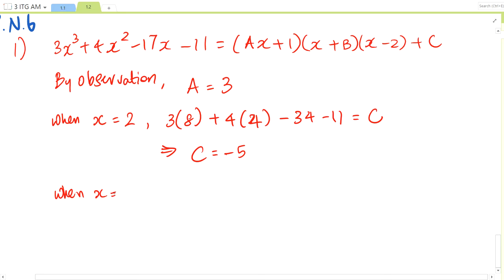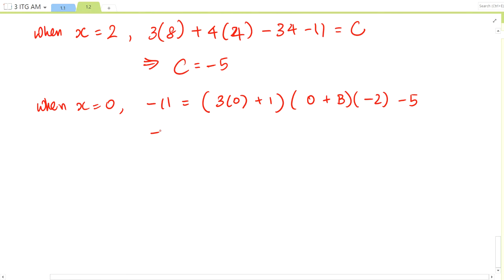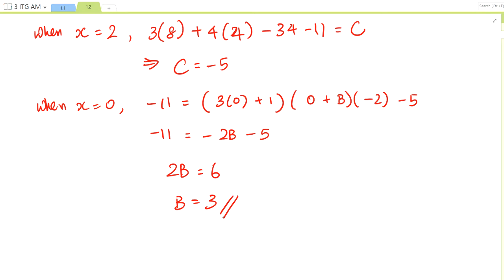When x equals to 0, I've got negative 11 equals to a. Value of a is 3. 3 times 0 plus 1. 0 plus b. 0 minus 2 is negative 2, then minus 5. Agree? All okay with this? So let's simplify. Negative 11 equals to, okay, 1 over here. B, negative 2b minus 5. 2b equals to 6. B equals to 3. Can? Yes.